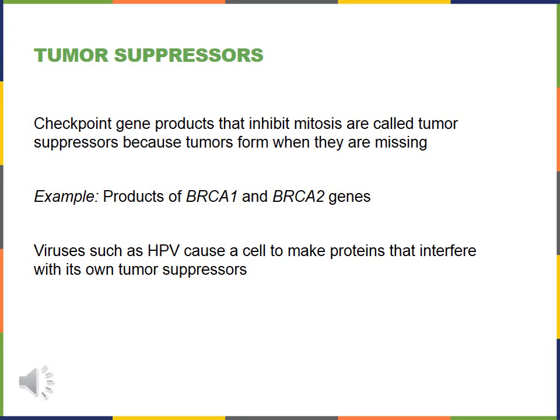Tumor suppressors, because the tumors form when that particular thing is missing. So if mitosis control is missing, a tumor is going to form because it's going to start growing and growing and growing. Okay, the HPV is making proteins that will interfere with its own tumor suppressors. So normally your checkpoint genes are tumor suppressors. If they're in place, then you don't get a tumor, or it keeps it from growing if there is one.